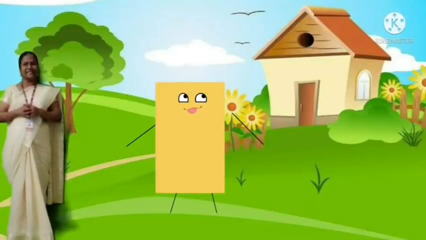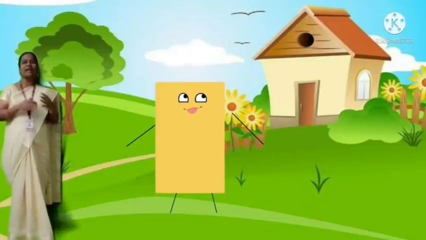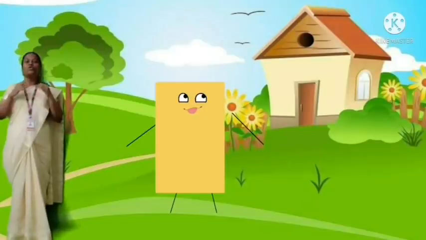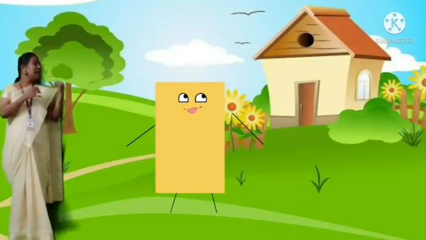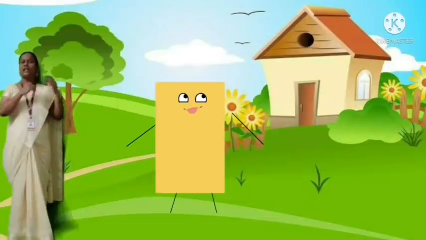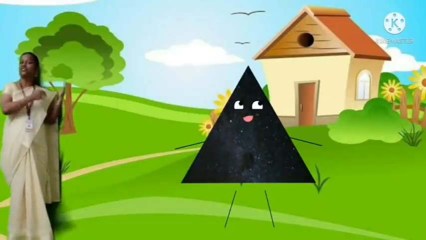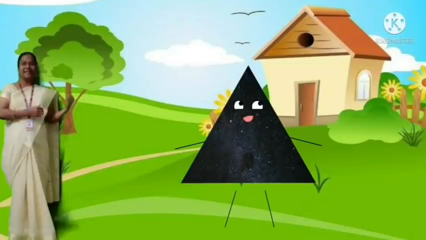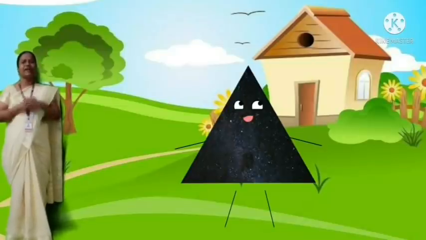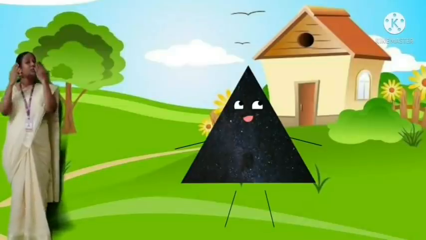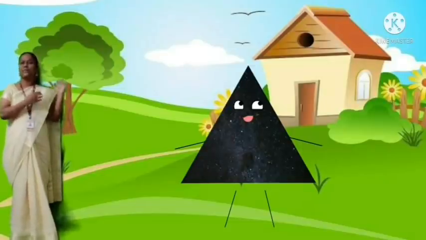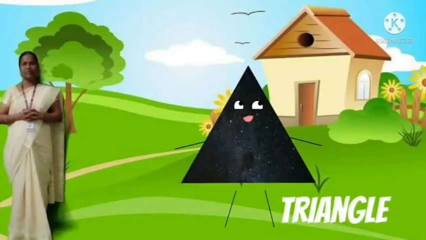So, he thought that he should meditate and he should stop thinking about all this. So, he started meditating, and when he meditated, he gained a new shape. Now, what exactly is this shape? Well, this shape is very different from what you have seen earlier. This shape is called a triangle.